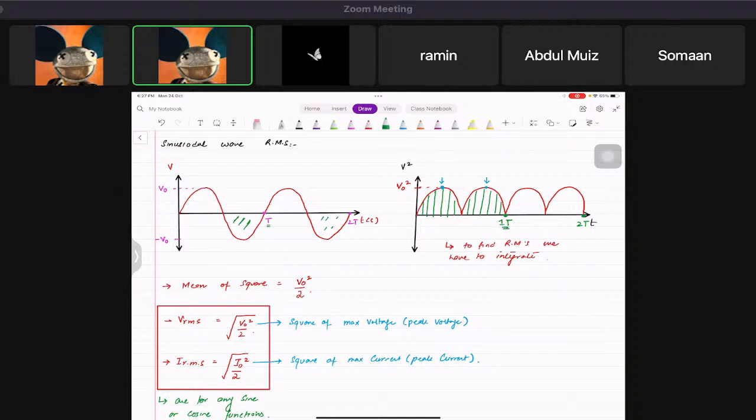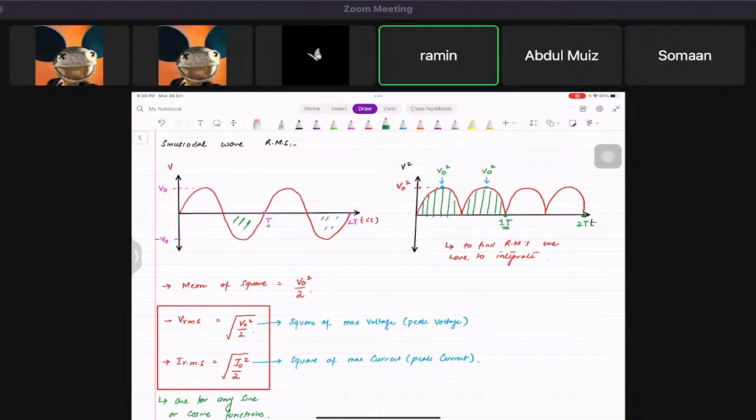So what we've done is take the mean. Because we have V naught square here, to find the mean we divide by 2. Understood? Then, because finding RMS means you square first, take the mean, and then take the root, when we take the root of V naught square over 2, that gives us the root mean square value of the voltage. Is it clear?